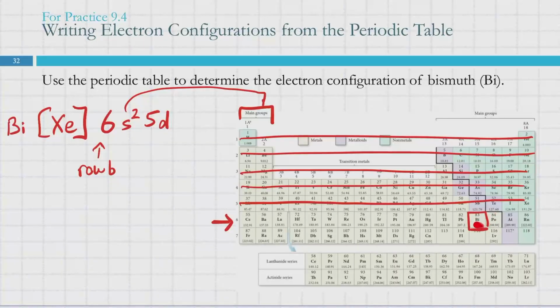Is bismuth past the D block? It is past the D block. So that means that this is going to be full. We are counting out the rows, the columns, sorry: 1, 2, 3, 4, 5, 6, 7, 8, 9, 10. You can always count it out if you're not sure, if you don't remember how many there are, but there's 10 for the D block.